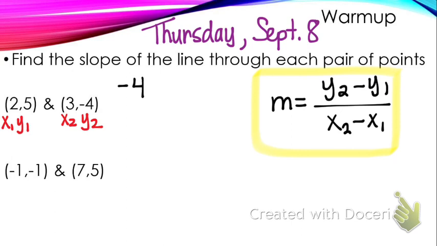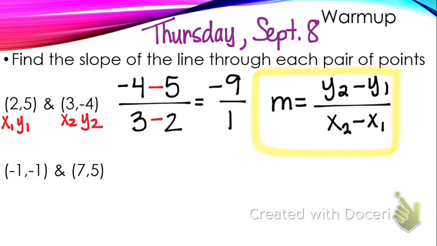So y2, which is negative 4, minus y1, which is 5, all over x2, which is 3, minus x1, which is 2. So negative 4 minus 5 is negative 9, over 1, because 3 minus 2 is 1. So the answer is just m equals negative 9. Who had that for their answer for that first one? All right, good job. Now go ahead and do your second one.